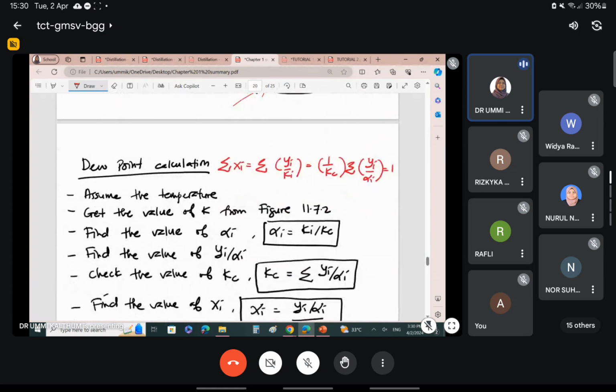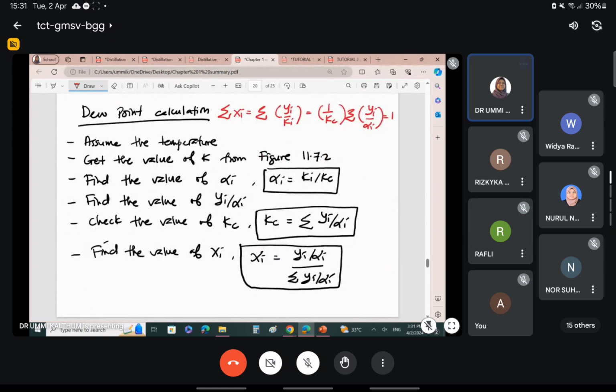Okay, and for dew point, sama juga, cari alpha and then find the value of yi over alpha i. Okay, sebab Kc sama dengan summation of yi over alpha i. So dah cari nilai Kc, so baru boleh cari the value of xi.